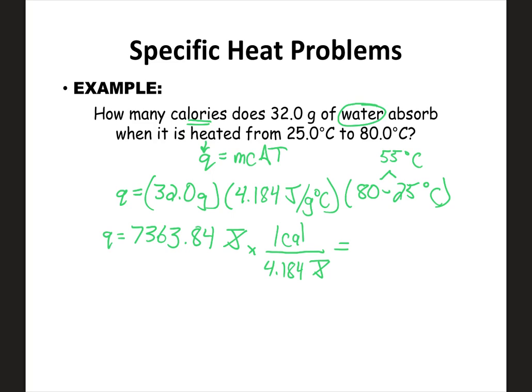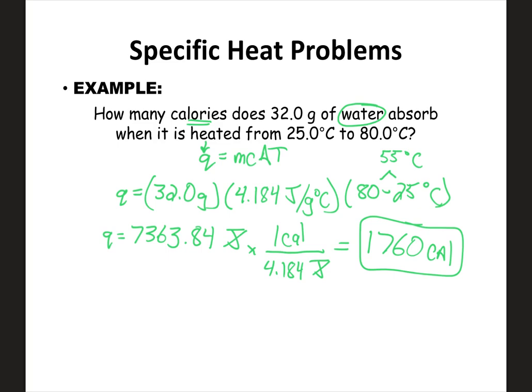It's going to be 3. So your answer for this should be 1760 calories. All right, that's correct. Units and sig figs. All right, so this is just showing you another different example here for Q equals MC delta T, specific heat problems.